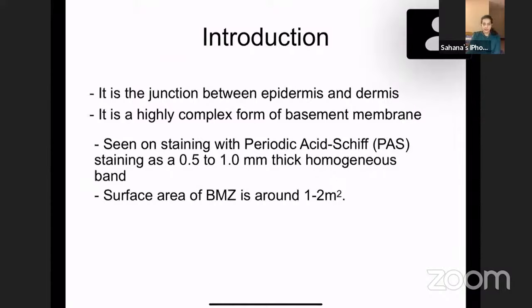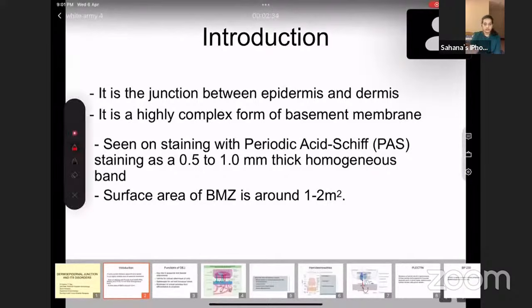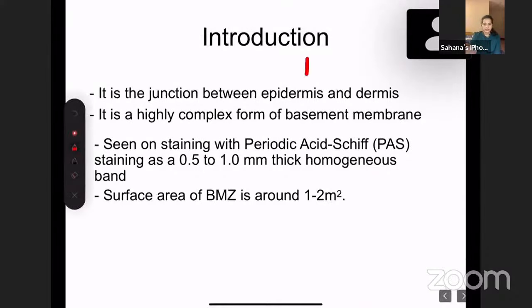It's a junction between the epidermis and dermis, and it is a highly complex form of basement membrane. The short form of dermoepidermal junction is the DEJ. So the DEJ is a highly complex form of basement membrane. It is not seen with a normal H&E stain on a microscope. A special stain needs to be done to visualize this dermoepidermal junction, which is known as the PAS stain, the periodic acid Schiff stain. The thickness of it is 0.5 to 1 millimeter, and the surface area is around 1 to 2 meters square.